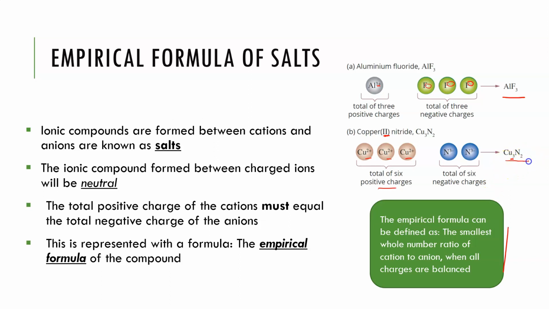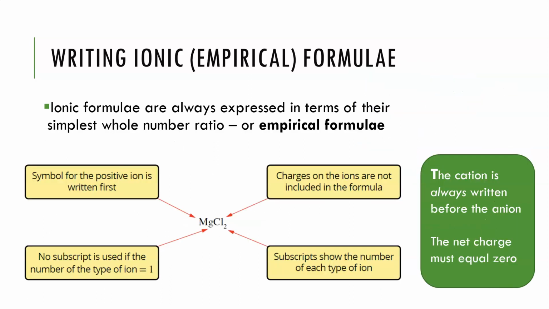When we write the formula for the ionic compound, you can see that we don't include the electrovalency or charges on the cations and the anions. As chemists, we're expected to be able to work that out. We don't write it in the formula. So when we write empirical formulae, they're always expressed in terms of their whole number ratio. So the cation is always written first and given its symbol. We don't use subscripts if the number of the ion is 1. Okay, so 1 is always implied.